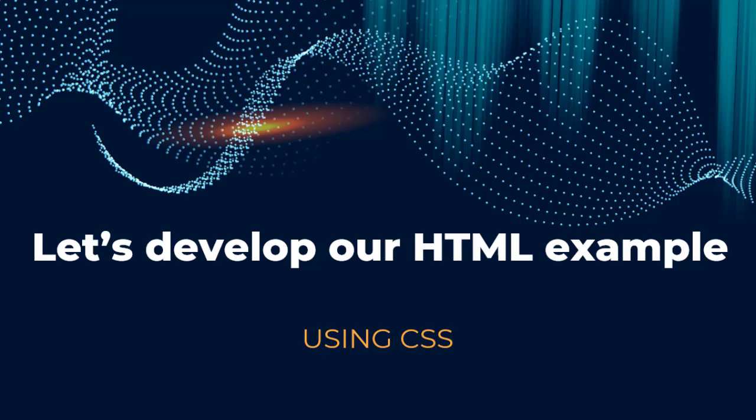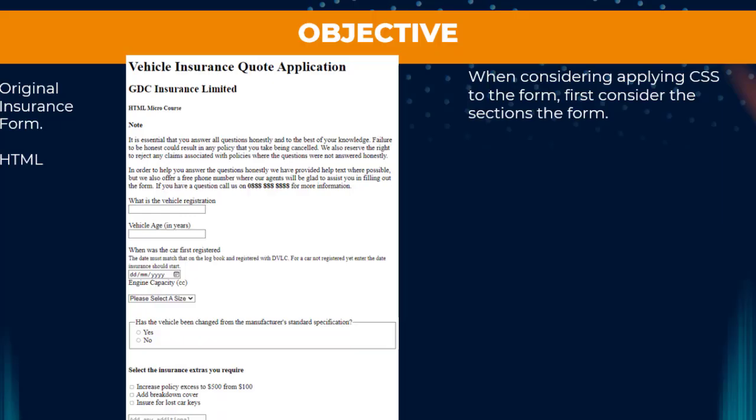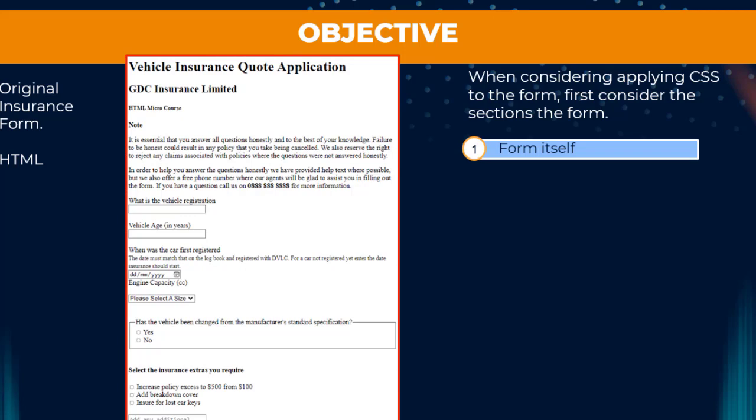Let us now consider developing the HTML example that you created earlier. Currently, your form would look like this, and what we are hoping to do is to look at the various sections of the form and to apply CSS to those sections.